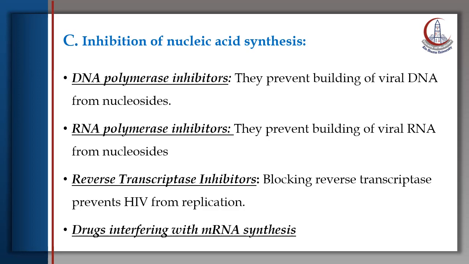Reverse transcriptase inhibitors are important inhibitors for HIV, or the human immunodeficiency virus, replication, because these viruses depend on these enzymes. These viruses are RNA and need to be transformed into DNA via these enzymes to complete their replication cycle. So if this enzyme is inhibited, the HIV is inhibited or prevented from replication. And there are drugs interfering with the messenger RNA synthesis.